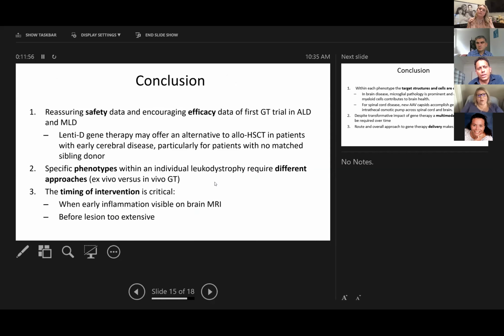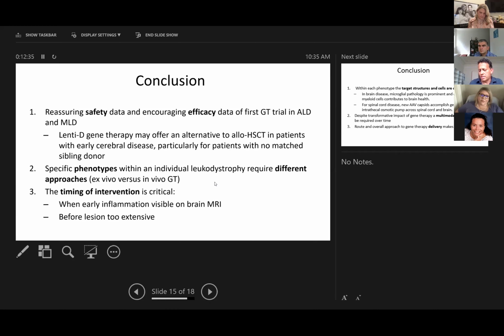So just to conclude here, we've had first reassuring safety data and encouraging efficacy data in the first gene therapy trial for ALD, and this has also been shown by the group from Milan and others to happen in MLD as well. So we think there is some value to correcting the mononuclear phagocytic cells that come from the bone marrow and then go up into the brain, become microglia. But the timing of that intervention is critical. We've seen if we do that too late, it doesn't really work. We need to do it early when the inflammation is visible, but we need to do it before the lesion is too extensive.